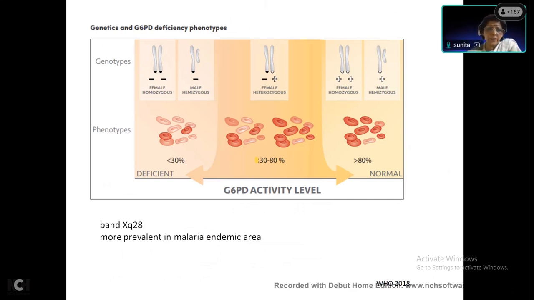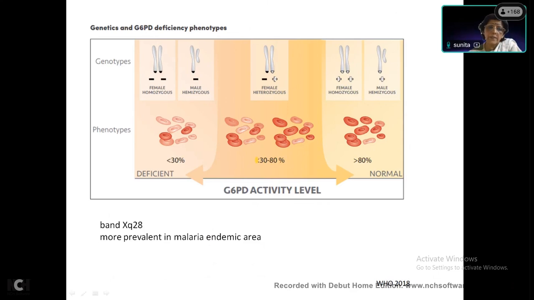This is just to show that it's an X-linked recessive disorder, and this is the female heterozygous, meaning one chromosome is normal, one is abnormal, and this is a very wide range. Why? Because of the Lyon hypothesis.